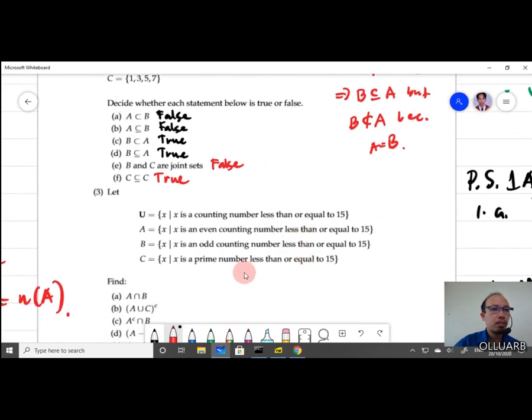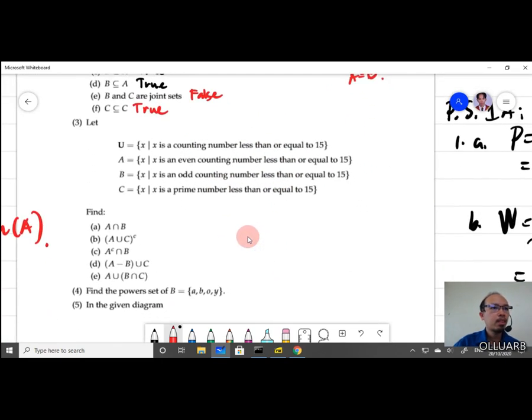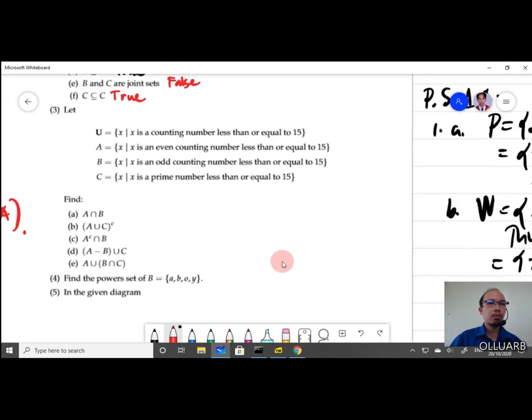Okay, so number 3. For number 3, first you have to get the roster method of sets U, A, B, and C. So counting now, the set of all x such that x is a counting number less than or equal to 15. We know that the counting numbers start from 1, so we have 1, 2, 3, and so on up to less than or equal to 15.